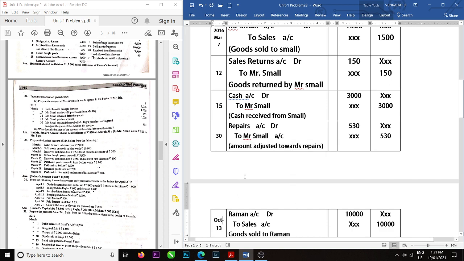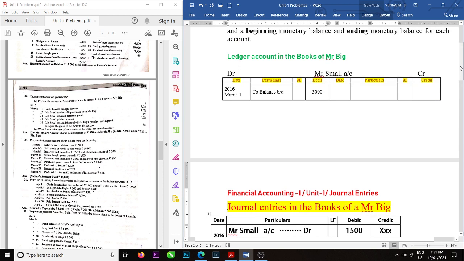Okay, you don't see this one. This belongs to last. So what is the balance of the account at the end of the month? That we will find. So from these four journal entries, we prepared Mr. Small account. First entry is Mr. Small account debit to sales account.